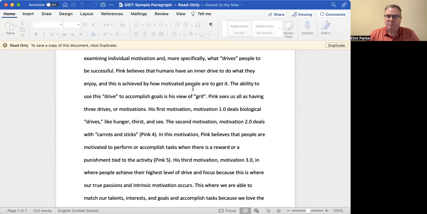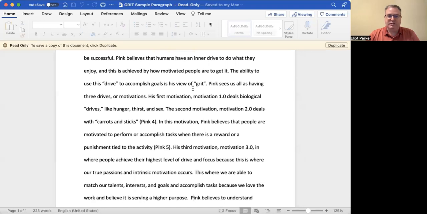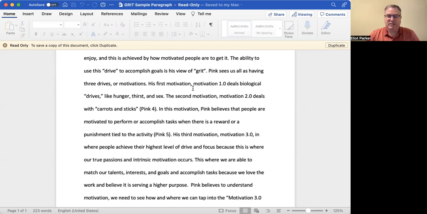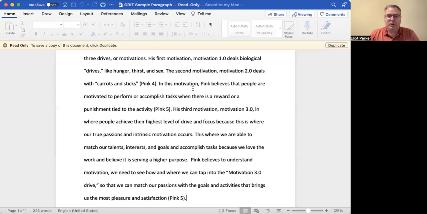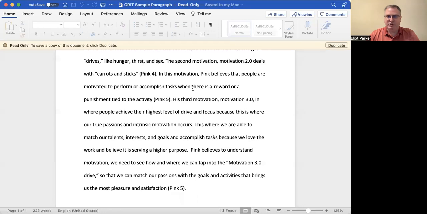The second motivation, motivation 2.0, deals with carrots and sticks, Pink 4. In this motivation, Pink believes that people are motivated to perform or accomplish tasks when there is a reward or punishment tied to the activity, Pink 5. His third motivation, motivation 3.0, is where people achieve their highest level of drive and focus, because this is where our true passions and intrinsic motivations occur. This is where we're able to match our talents, interests, and goals and accomplish tasks because we love the work and we believe it is serving a higher purpose.